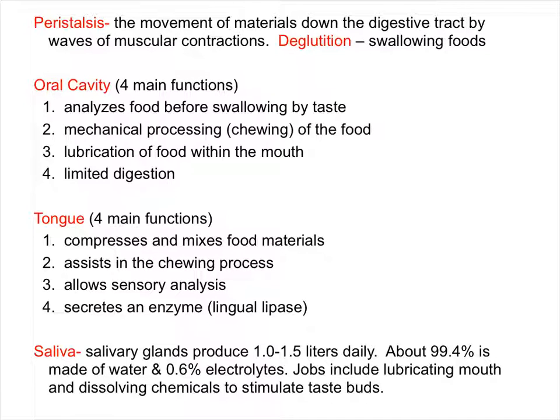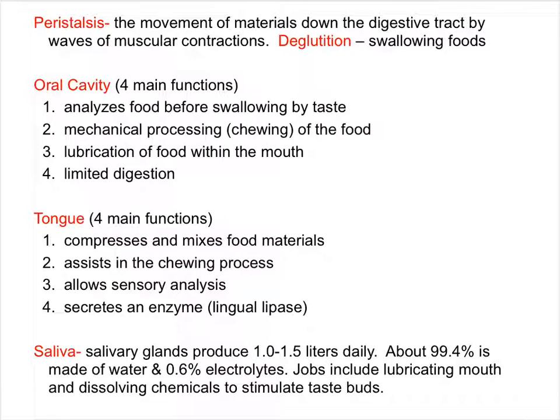Now we go to the oral cavity. The oral cavity has 4 main functions. 1, it analyzes the food before swallowing by taste. Number 2, it does the mechanical processing or chewing of food. 3, there's the lubrication of food within the mouth. And 4, there's limited digestion. So the oral cavity does both mechanical and chemical digestion.